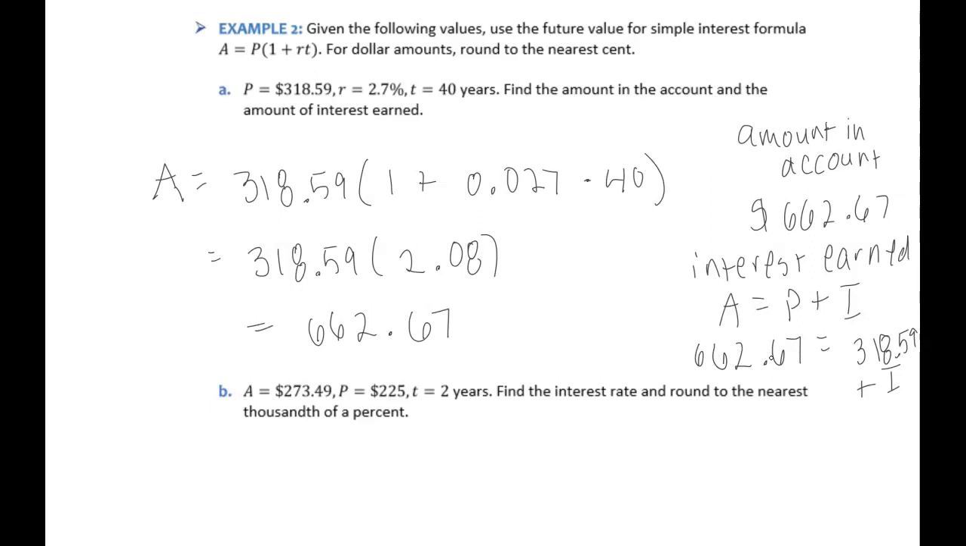So you'll see if I subtract the two, right? If we take 662.67 and subtract this 318.59, that gives $344.08 interest earned. Let me circle that. And then here is your future amount in the account.